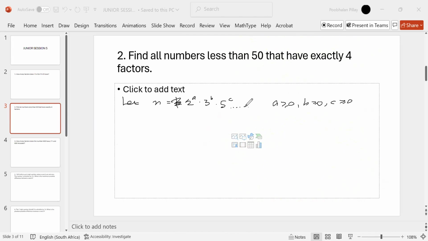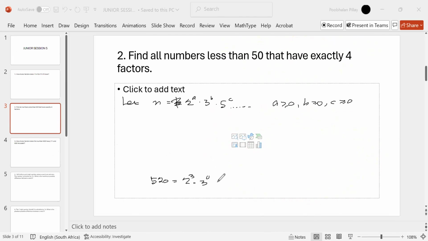So I got dot, dot, dot, dot, dot here, because every number can be written like this. See? Every number can be written like this. Like, for instance, if you take a number like 520, you will see that 8 goes into this. So that's 2 cubed. 3 doesn't go into it.